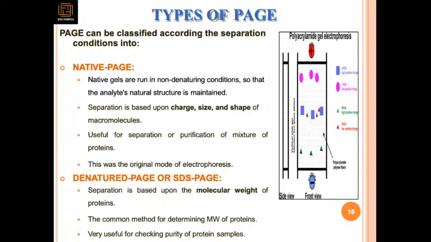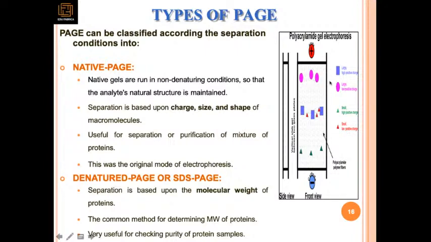And denatured PAGE is based on the molecular weight of proteins. In this, we denature our proteins with the help of SDS, adding sodium dodecyl sulfate. So here we can see we have a positive charge, a negative charge, cathode. The pink ones are the large positive charge ions, and the green ones are the small high positive charge, and the low positive charge are the red ones.